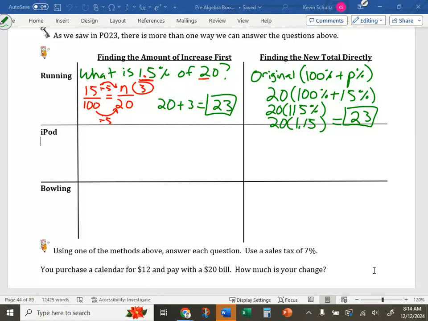All right, next one. You buy an iPod for $125, and you want to resell it for a markup of 30%. Find the amount of increase first. We want to know what is 30% of 125. Again, we can't just add 30 and 125. You're not increasing by $30. You're increasing by 30%.